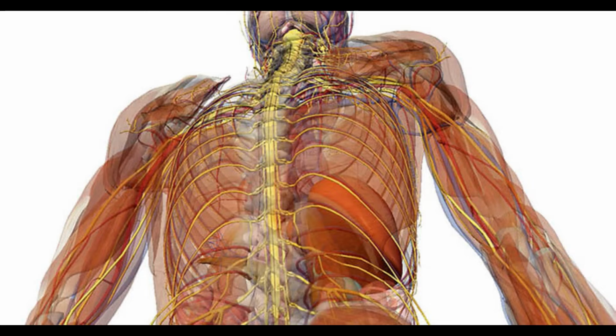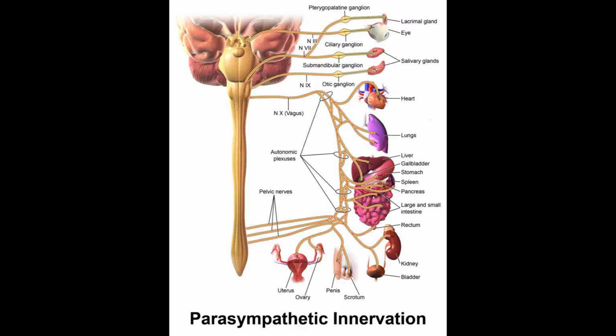Now, vagal tone is an internal biological process that represents the activity of the vagus nerve. Increasing vagal tone activates the parasympathetic nervous system. Remember the rest and digest part of the system? We want to relax. Massage really helps the parasympathetic nervous system and this vagus nerve.